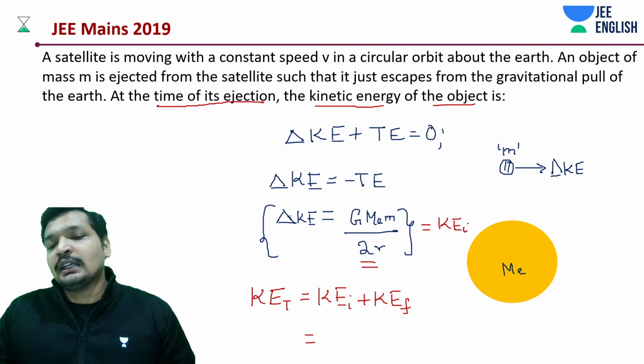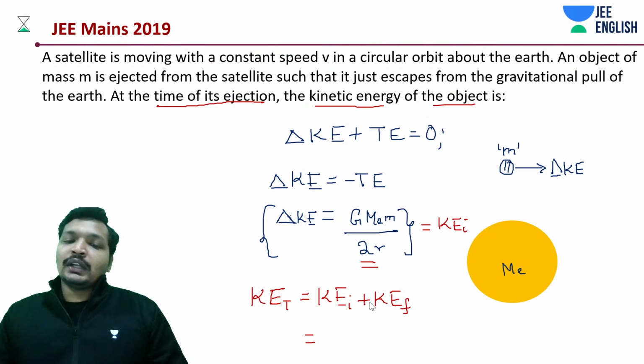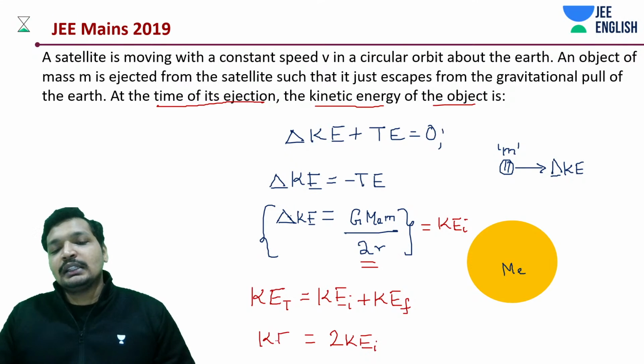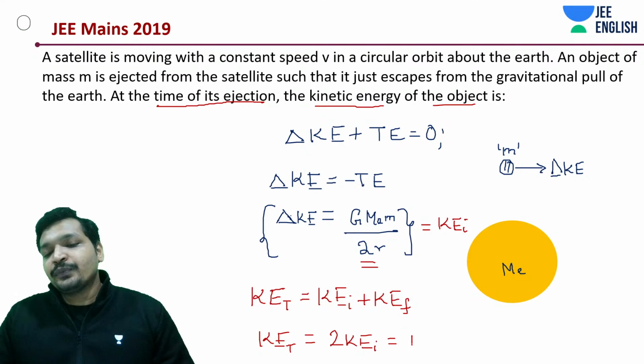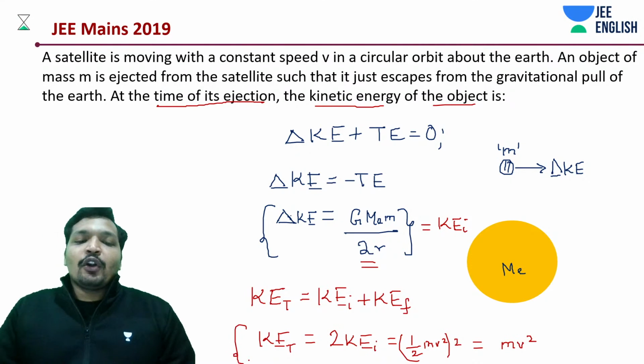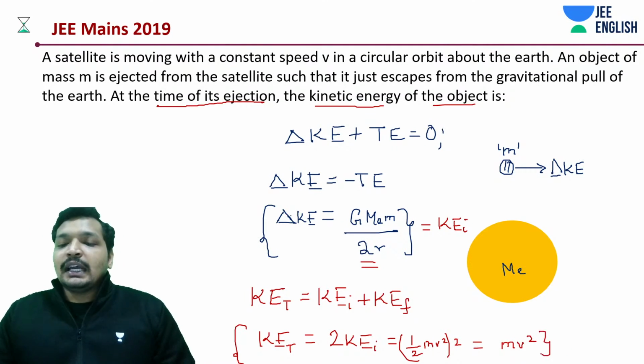Same as kinetic energy initial, right? So 2 times K initial. Your K total at the time of that ejection. And that is going to be how much? Half mv square into 2. You know it should be mv square. Given that this is only possible if your object has been ejected in the tangential path.